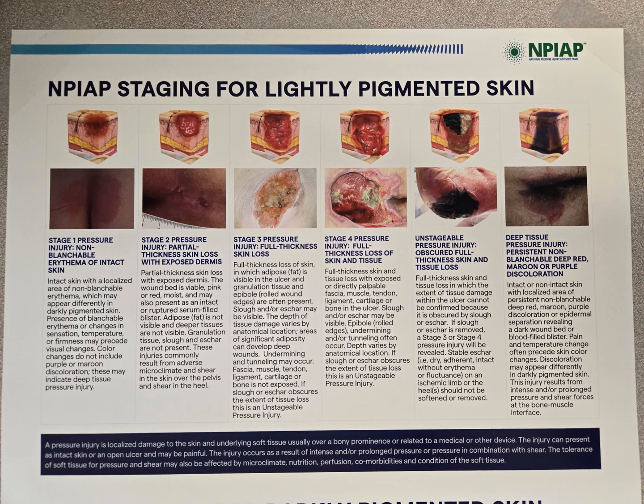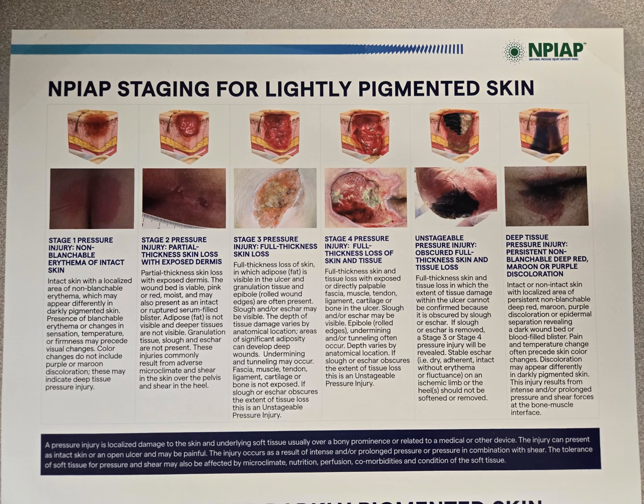Unstageable can also look like a black eschar covered wound. Oftentimes you'll see these on people's heels. Eschar is really just like a big scab. But again, you can't visualize what's under that, so you can't stage it because you don't know what's under there.